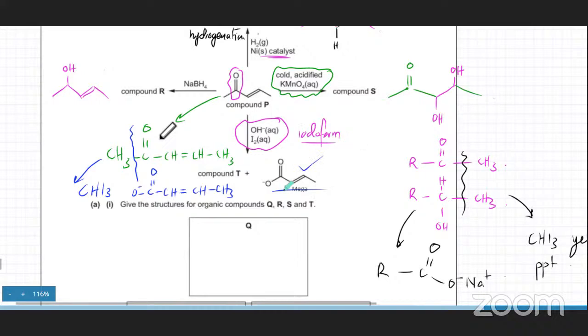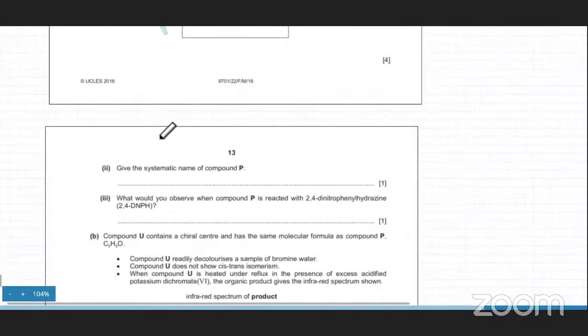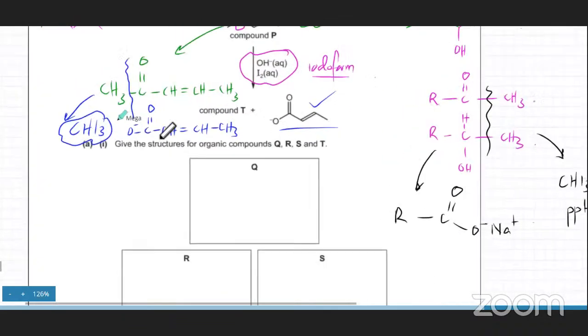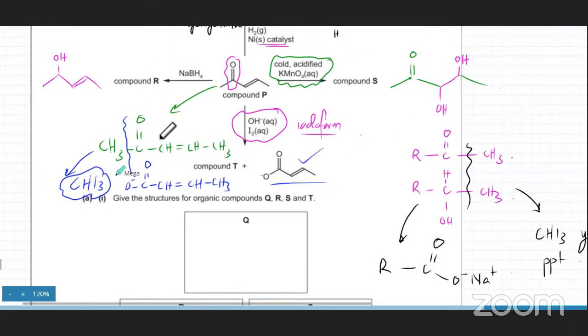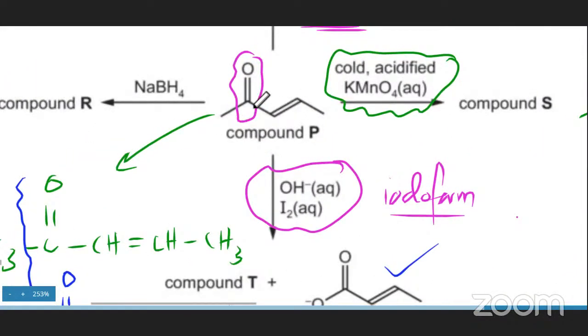So compound T is the yellow precipitate. It's triiodomethane. That's the thing that's going to be produced in this reaction. So give the name of the compound P, which is triiodomethane. So you have to give the name of compound P. How would you name that? What would you call this? Can anyone name this?